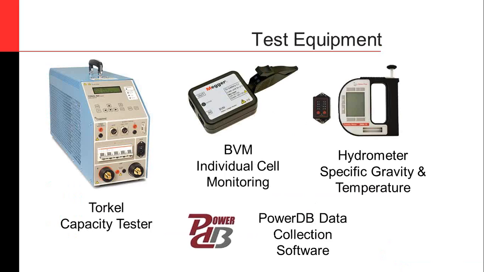This is the test equipment that Megger has to help you in implementing such a program. We have our Torkel on the left-hand side, which is our capacity or load box. It's our capacity tester. Then we have our BVMs, or battery voltage monitors, for your individual cell monitoring. As well, we offer the hydrometer for your specific gravity and temperature measurements, and the collection of the data from all of those test instruments is consolidated into what we call PowerDB, our data collection software.